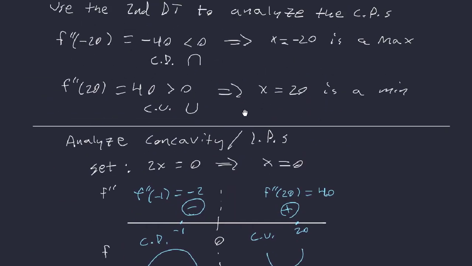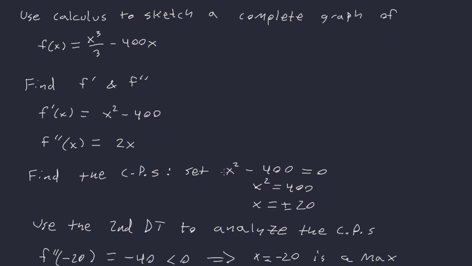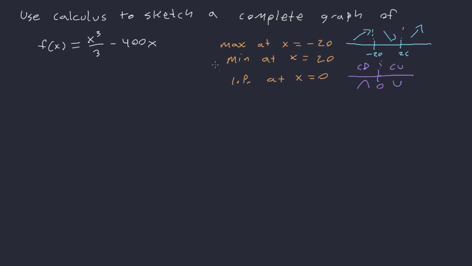Okay? So let's collect a lot of this information here, and then we'll go a little further. All right, so here's some of the information we found already. Our max is at x equals negative 20, min is at 20, the inflection point is at 0. Okay, so now I want to find the x and y intercepts. So for the y-intercept, that's just a matter of plugging in 0. Right? That's going to be f of 0, which will give us 0. Right? So that's 0, 0 is the y-intercept.